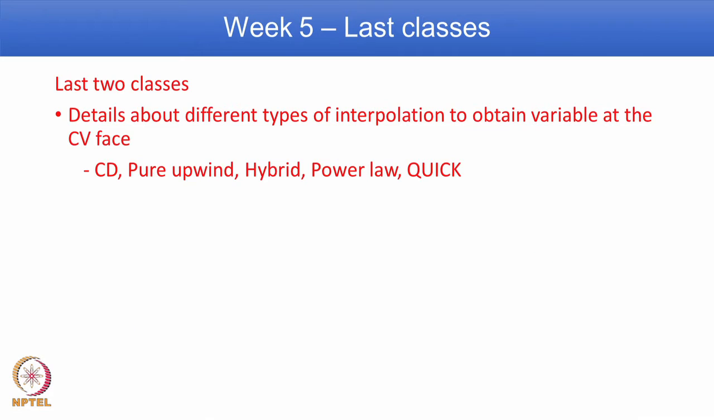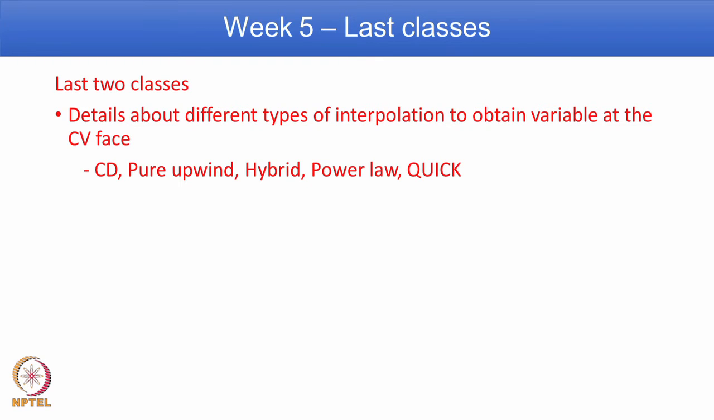In the last two classes we had seen in detail different types of interpolation to obtain the variable value on a face. Why do you want to do that? Because in the convection term you have the variable value appearing, and it is to be evaluated on control surfaces.